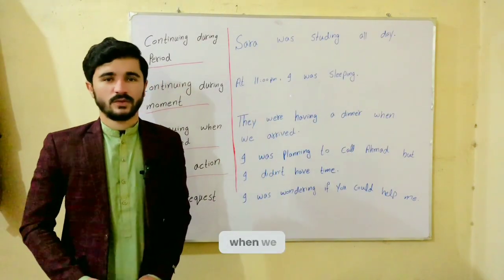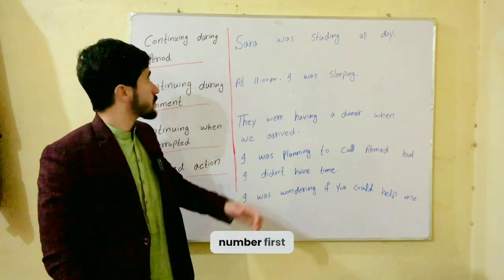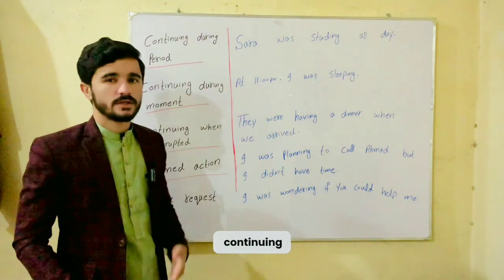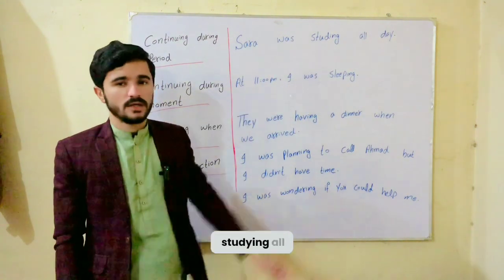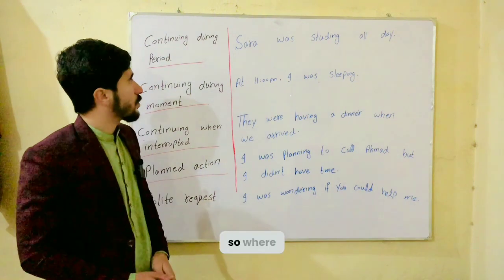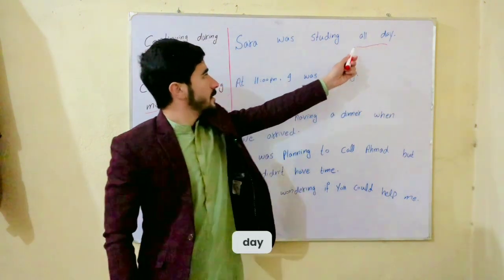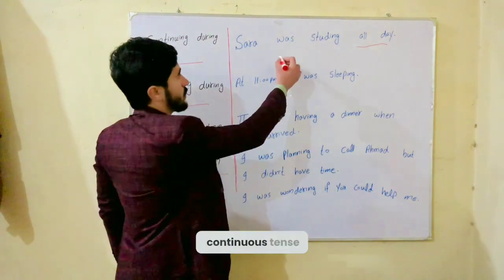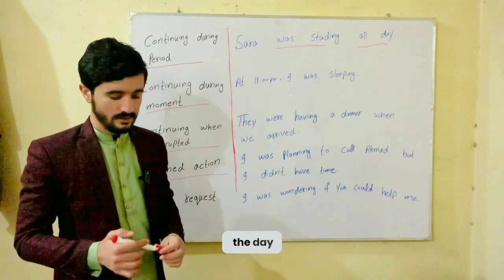Well, let's learn when we use past continuous tense. Number one, we use it for continuing during a period. For example, Sarah was studying all day. So where is the period of time? All day. And the past continuous tense is was studying. Sarah was studying all day.